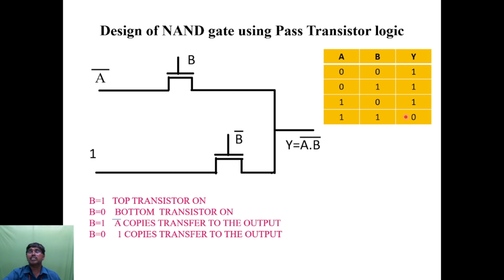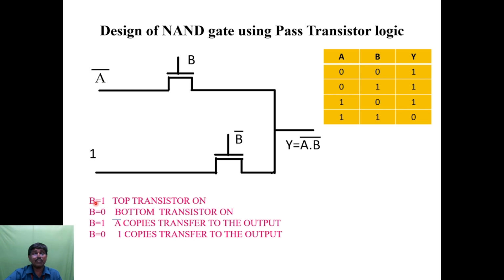Now we have to say that the data input is the inverted value. That is why I assign this data input as A bar. Suppose A is equal to 1, the output will be 0. Suppose A is equal to 0, the output will be 1. So the opposite value is coming. So this is A, this is B, and B bar is the control input, and this is the data input.